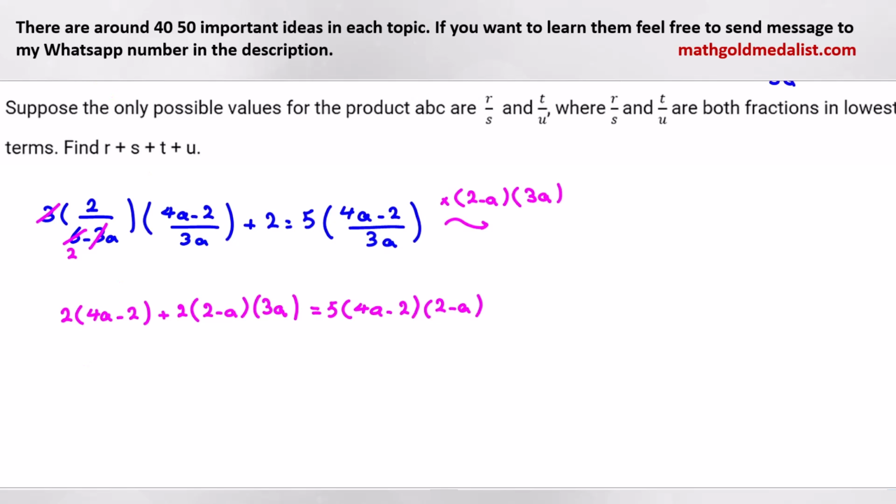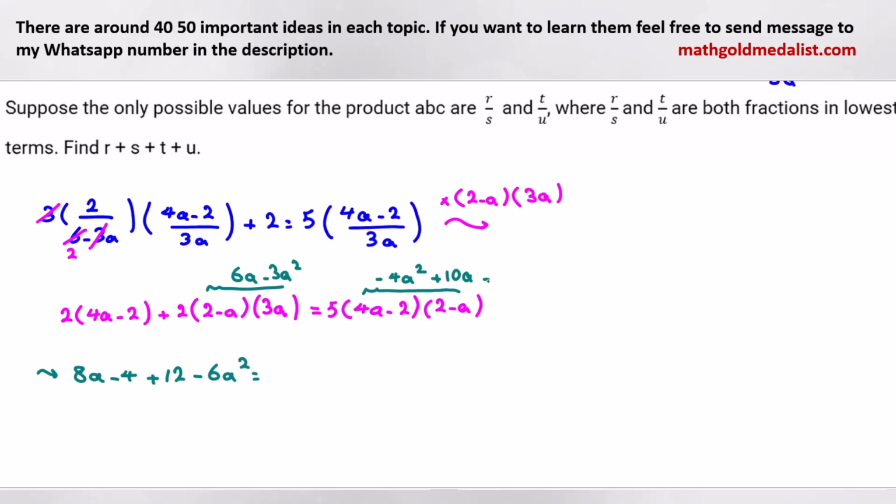Here, if we multiply, it will be what? 8A minus 4. Then, this part is what? 6A minus 3A squared. If we multiply by 2, it will be 12 minus 6A squared. Now, this part is what? Okay, so on right hand side, if we multiply, it will be negative 4A squared. 4A times 2, 8A, minus 2 minus A, 2A plus 8A, 10A. And minus 2 times 2, which will be negative 4. Okay.